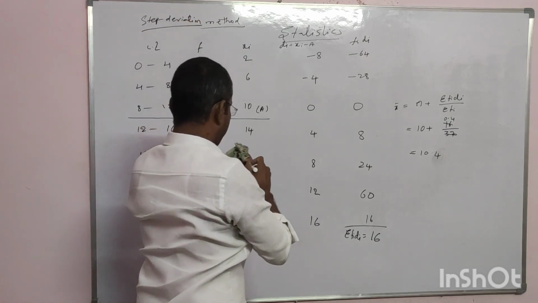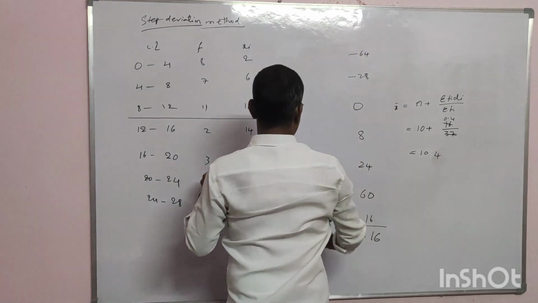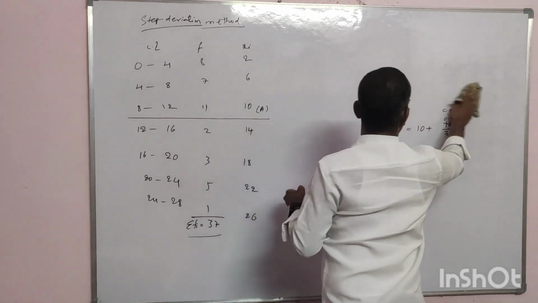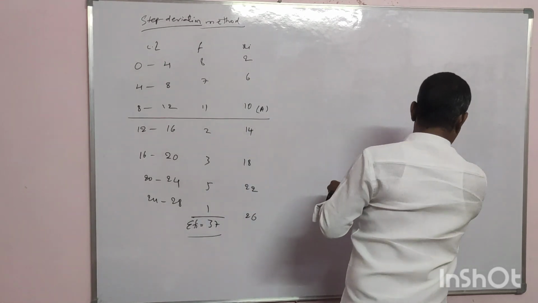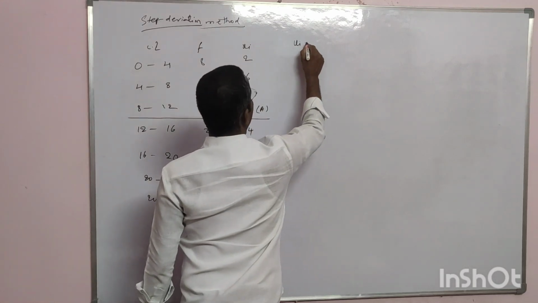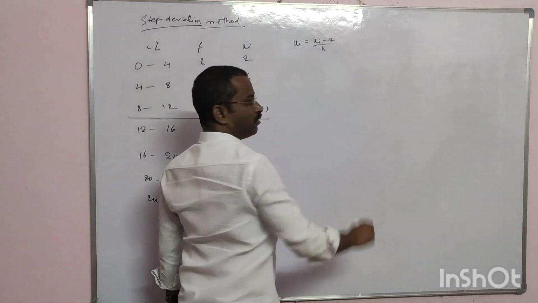Step deviation method. So let's erase this so that it will be clear. In the step deviation method also, xi is the same. Now what do we do here? Xi is there. Ui is equal to xi minus a by h. You should write that over there.